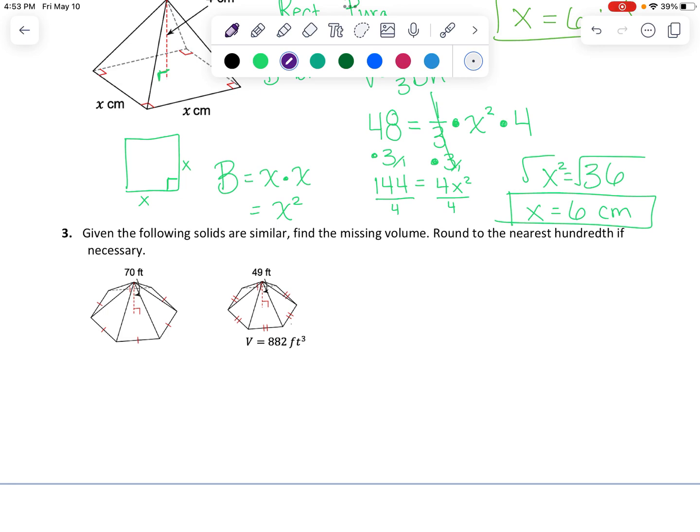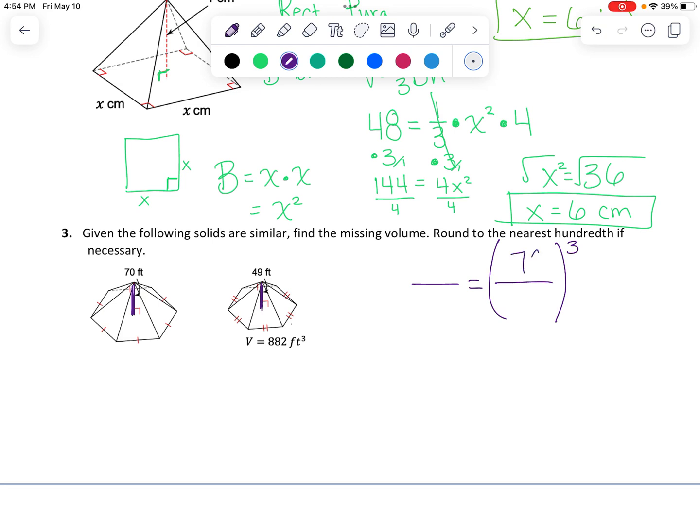Final problem. The following are similar solids. Find the missing volume. Now, remember, this is much like finding similar area or similar perimeter. You've got a fraction equal to a fraction. But in volume, since the volume's unit is cubed, the side length ratio has to be cubed. Now, in this case, it's not actually a side length ratio. It's a dimension, and the dimension is the height.